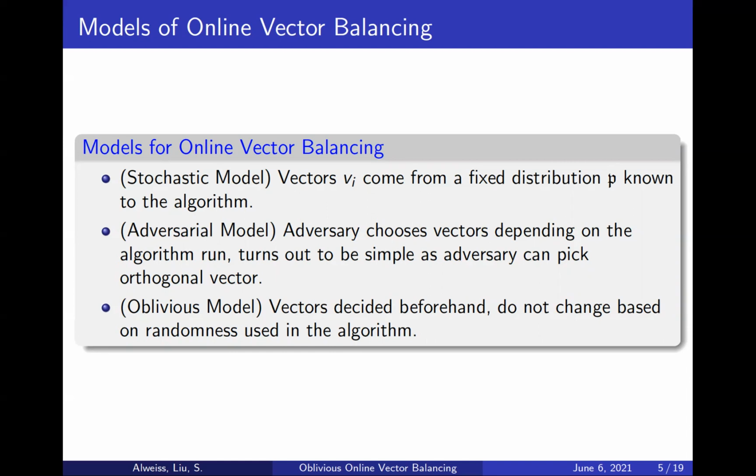Well, it turns out in this case, online vector balancing is not a very interesting problem. The reason is the adversary can simply choose a vector which is orthogonal to your current partial sum. And this is unfortunate because this always increases your Euclidean norm. So this turns out to be not such an interesting problem. The sweet spot, the hardest model which is interesting, is the oblivious model. Here, the vectors are decided beforehand. So vectors v1 through vt are fixed by an adversary beforehand, and they do not change based on the randomness used by the algorithm. However, you're not given all these vectors beforehand. They're fed to you one by one.